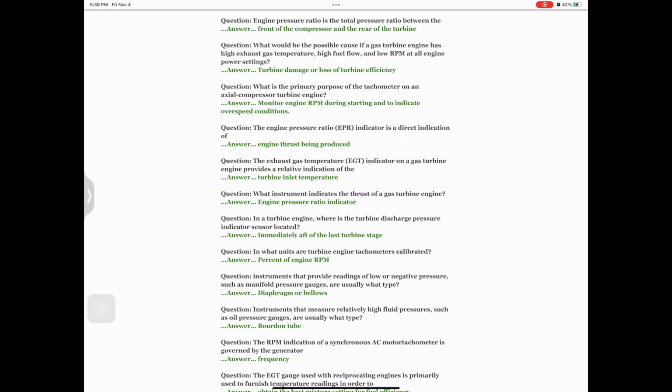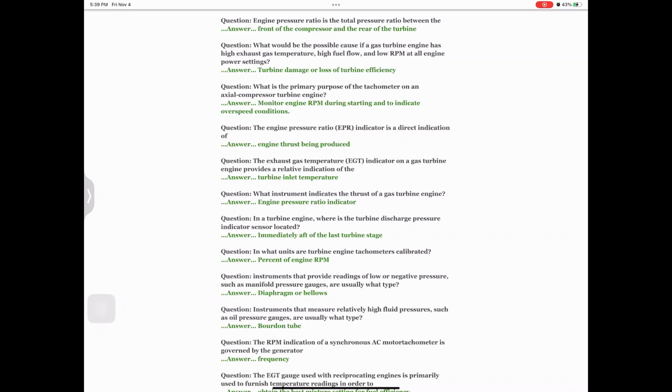Question: In a turbine engine, where is the turbine discharge pressure indicator sensor located? Answer: Immediately after the last turbine stage. Question: In what units are turbine engine tachometers calibrated? Answer: Percent of engine RPM. Question: Instruments that provide readings of low or negative pressure, such as manifold pressure gauges, are usually what type? Answer: Diaphragm or bellows.